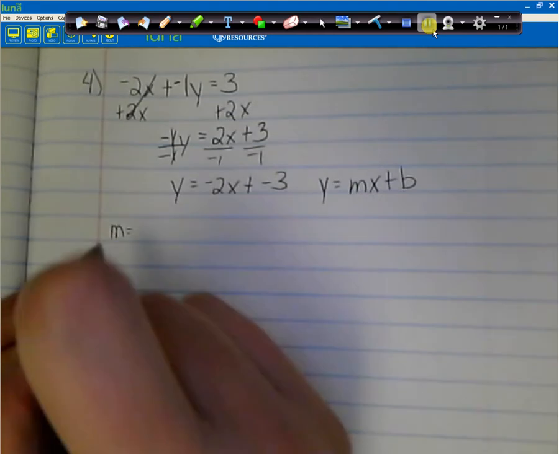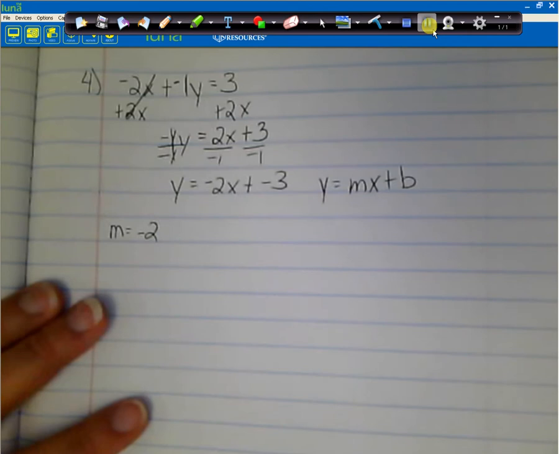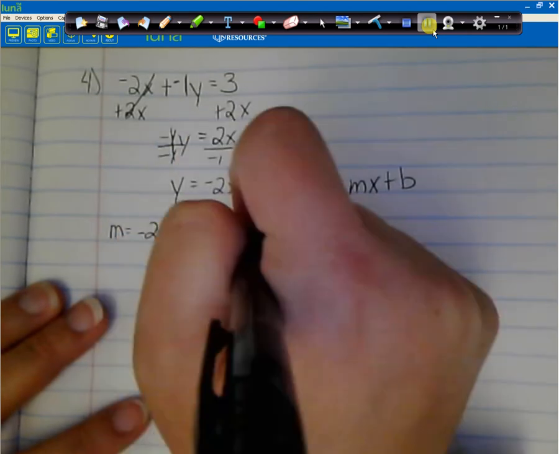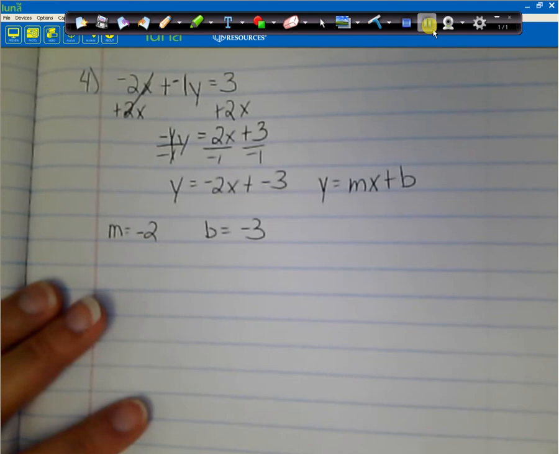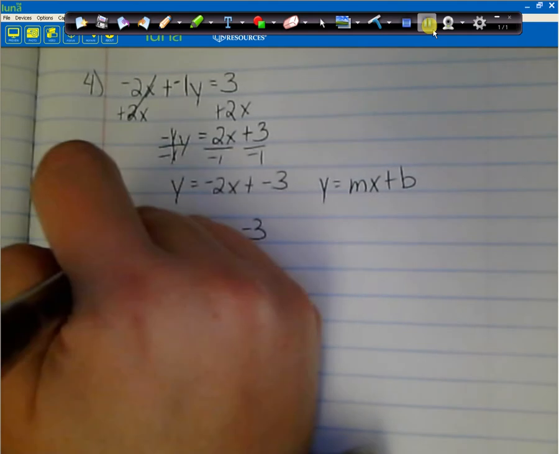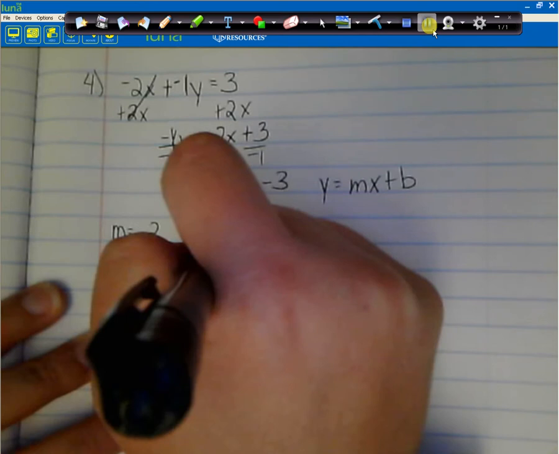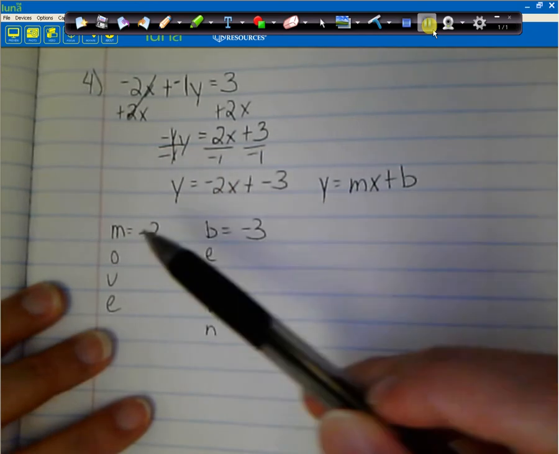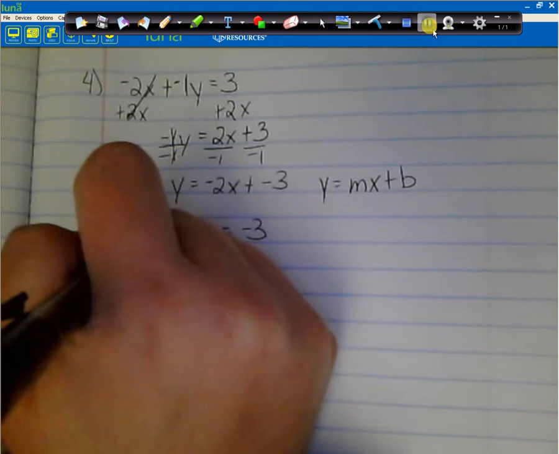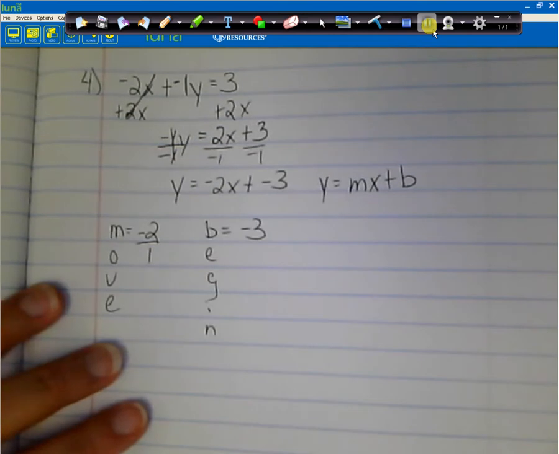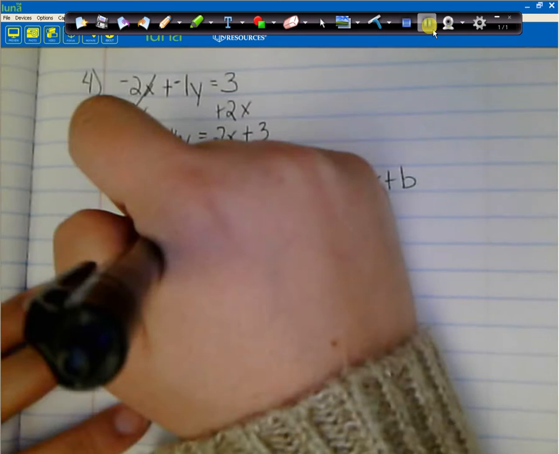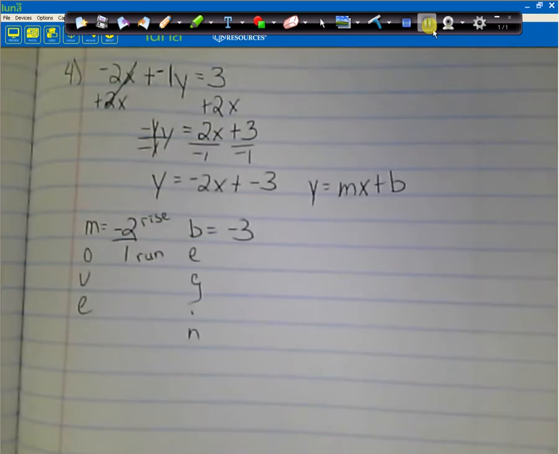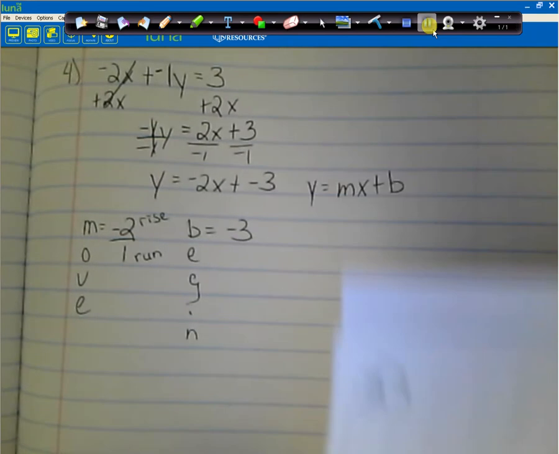My m is negative 2 because that's the number in front of the x. My b is negative 3 because that's the number on the end. Again, my m is for move, my b is for begin. So I'm going to begin on the y-axis at negative 3, and I'm going to move with negative 2, and I'm going to make that negative 2 over 1. So that means I'm going to rise negative 2, and I'm going to run 1. All right, so now I'm ready to graph.